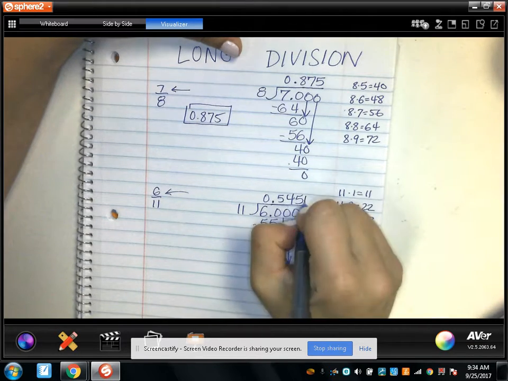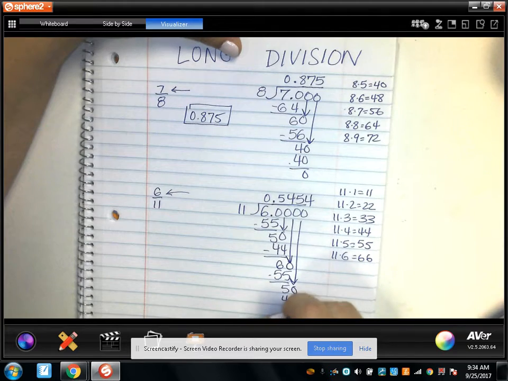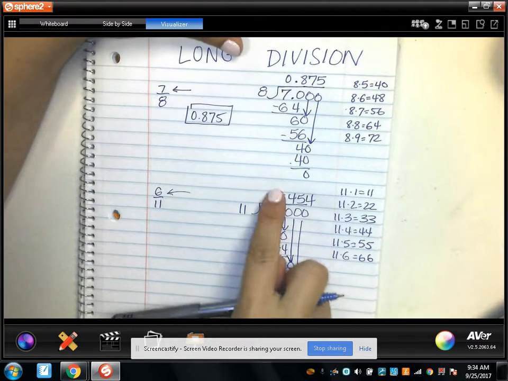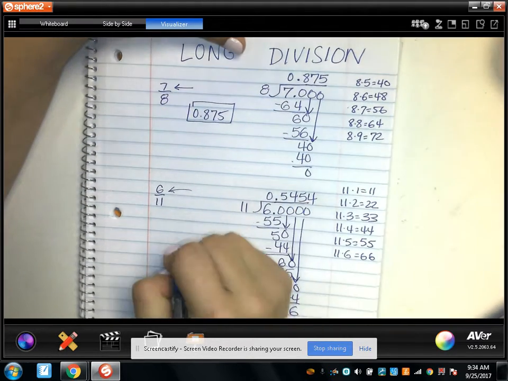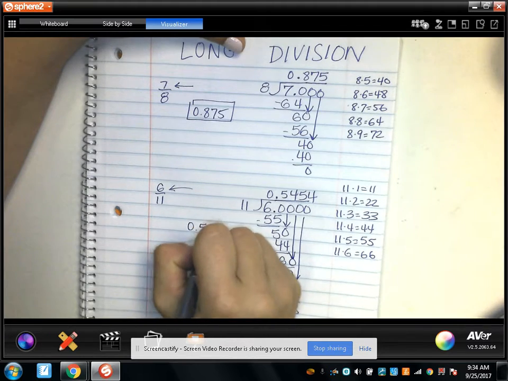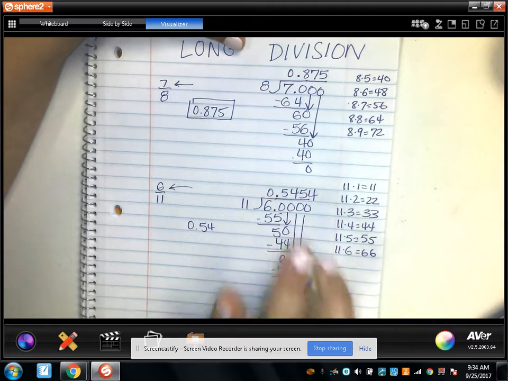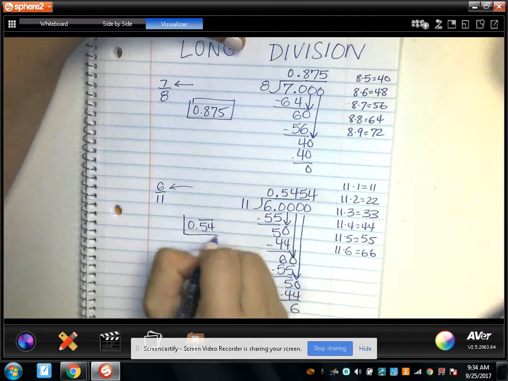How many times does 11 go into 50? 4 times. I subtract, I get a 6, and you guys are probably noticing that this is a repeating decimal. So my answer is going to be 0.54, and since the 5 and the 4 are repeating, my repeating bar goes over both of those numbers.